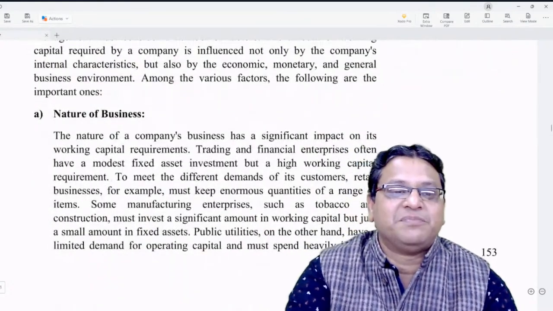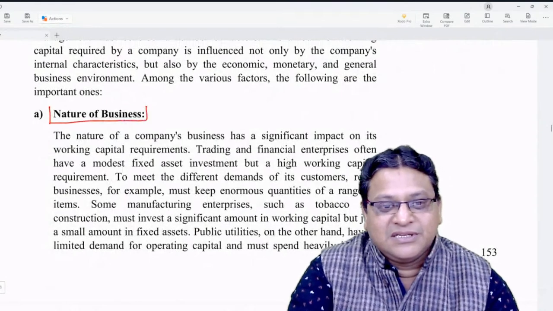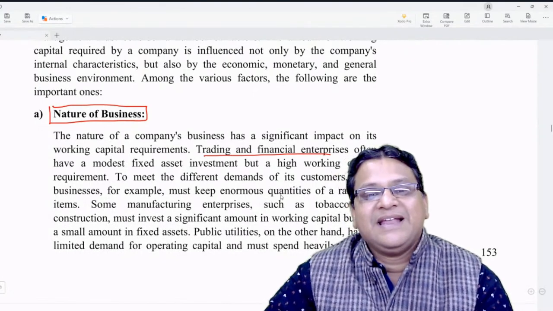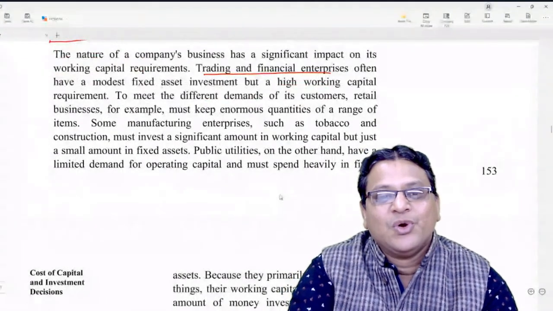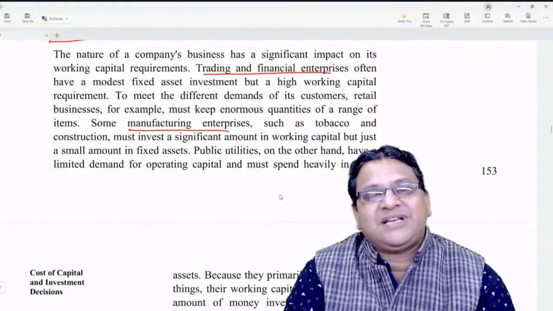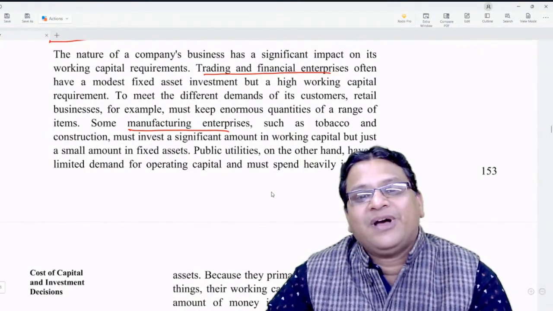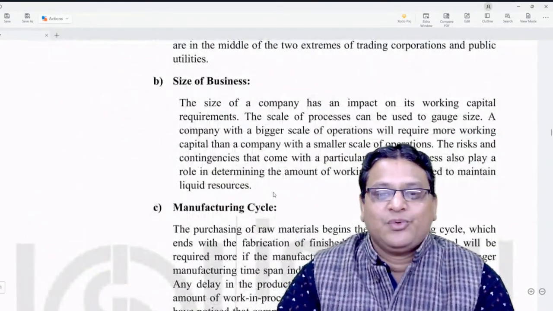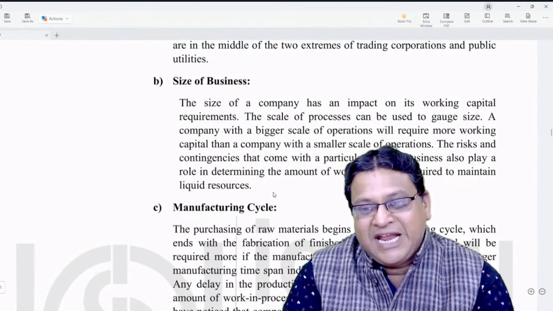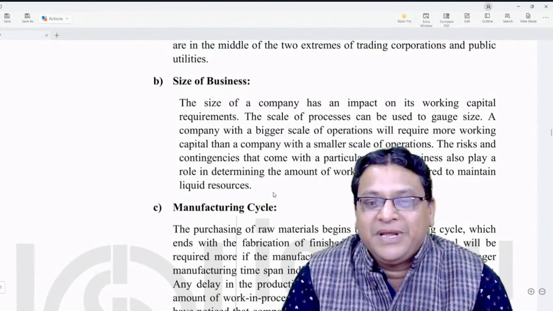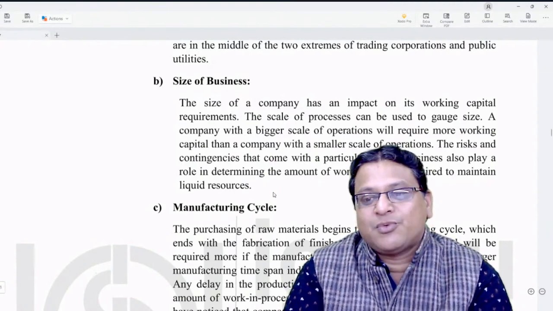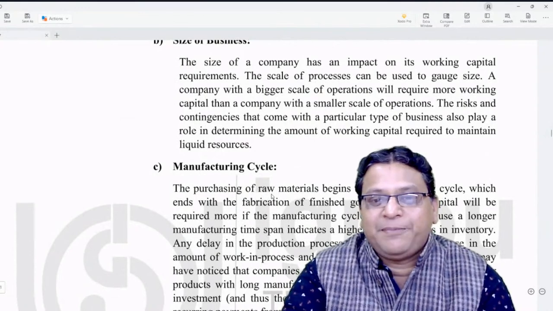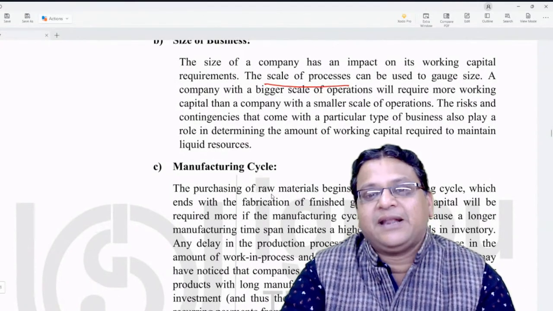The first factor is nature of business. What is nature of business? If there is a trading and financial enterprise, a trading business requires less working capital in comparison to manufacturing enterprises. Manufacturing enterprises require more working capital, whereas trading enterprises require less. Next, size of the business. We have already known that if the scale of operation is big, working capital requirement will be big. Small size of business requires a small amount of working capital. Large size business requires more working capital. Hence, working capital also depends upon the scale of business.